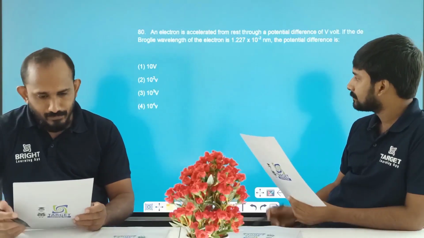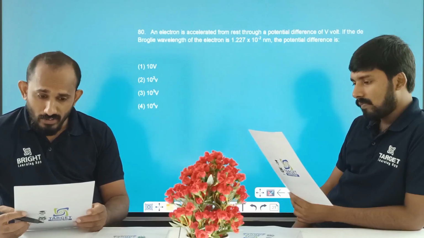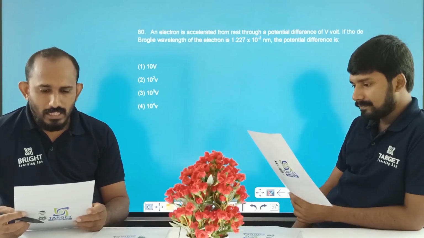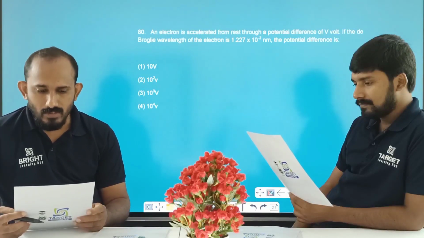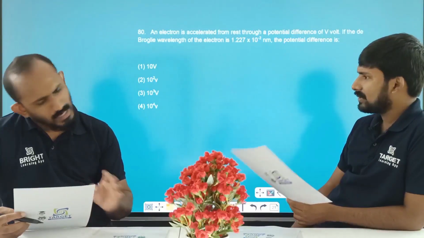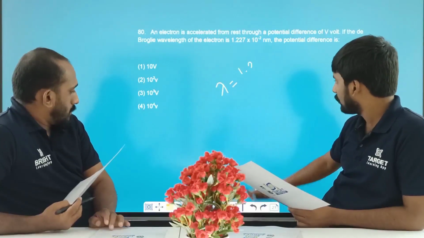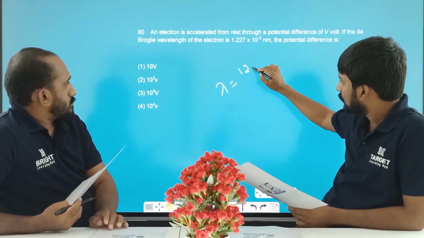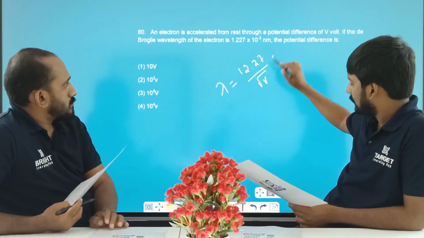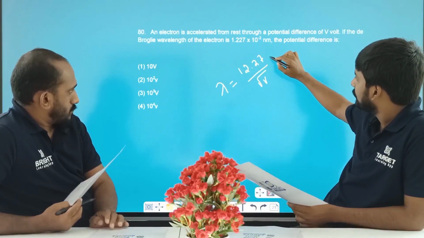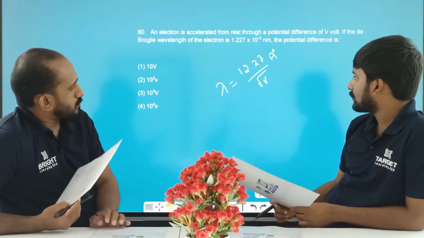Question number 80. An electron is accelerated from rest through a potential difference of V volt. If the de Broglie wavelength of the electron is 1.227 into 10 to the minus 2 nanometer, the potential difference is? This is from dual nature of matter. The de Broglie wavelength in terms of potential: lambda is equal to 12.27 Armstrong divided by root V.